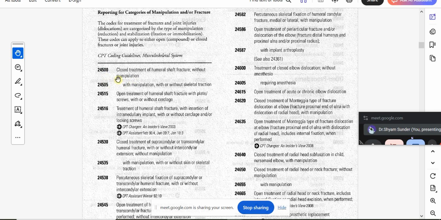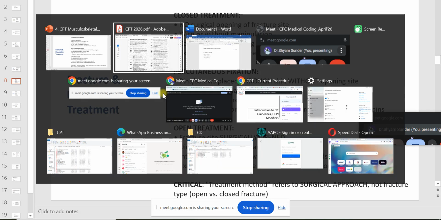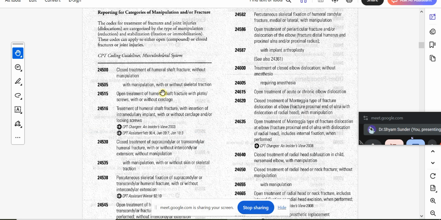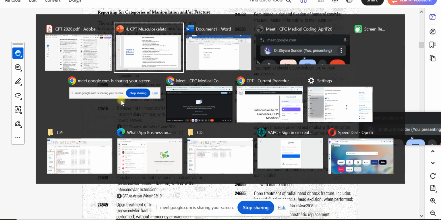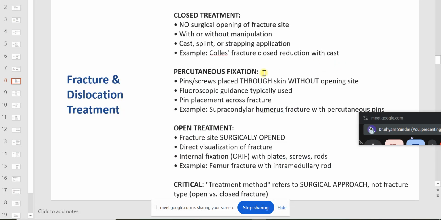You find similar codes for every bone. Please remember, for every bone you'll find similar codes. But if it's an open fracture or the fracture is very complex, if you cannot treat with POP, the surgeon will go for the other methods like percutaneous fixation and open treatment.